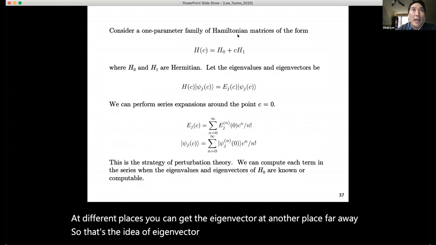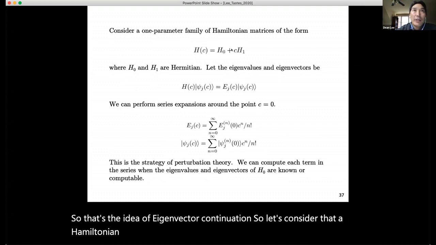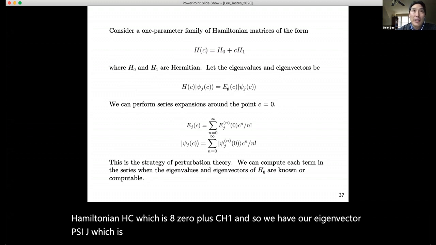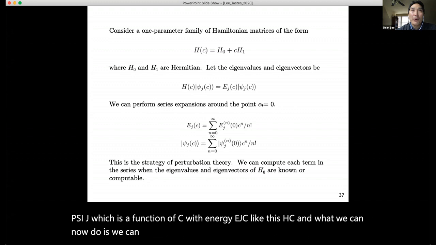So let's consider then a Hamiltonian H(C), which is H0 plus C H1. And so we have our eigenvector psi_j(C), which is a function of C, with energy E_j(C), like this: H(C) psi_j(C) = E_j(C) psi_j(C). And what we can now do is perform a series expansion about the point C equals 0.